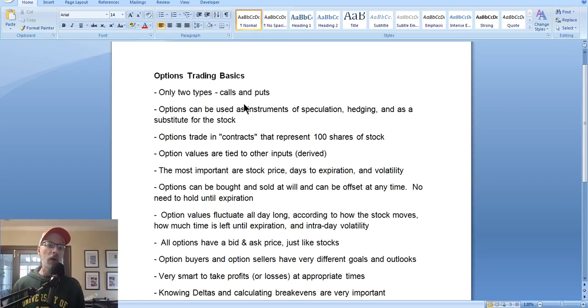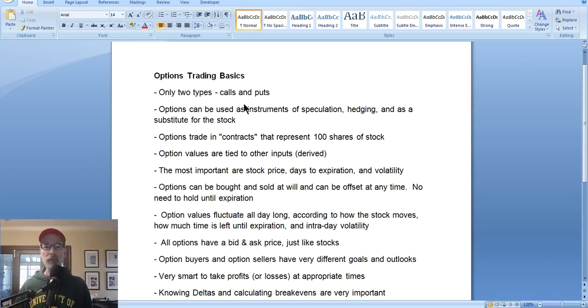So all options contracts represent 100 shares of stock. If you want to buy an option contract, you have to know that you're going to be controlling 100 shares of stock. If you trade five contracts, that represents 500 shares of stock. So you always have to know how many shares you're willing to play with, and that would mean how many option contracts you would want to buy or sell. Option contracts allow you to take a position in the stock market without having to actually buy the stock itself. And options trade just like stocks. They have bid and ask prices. They fluctuate higher and lower.